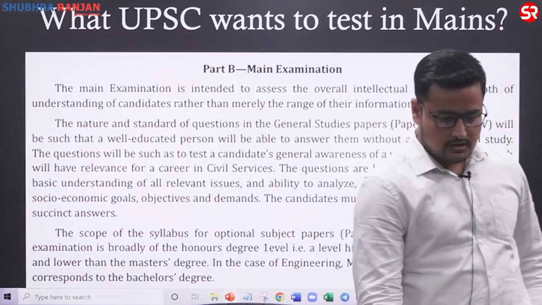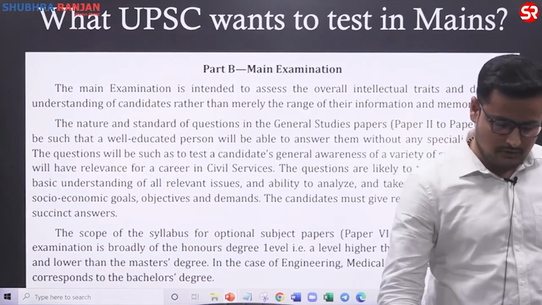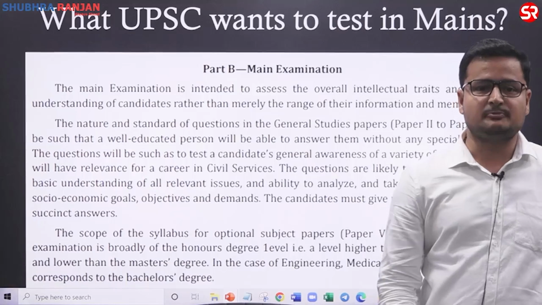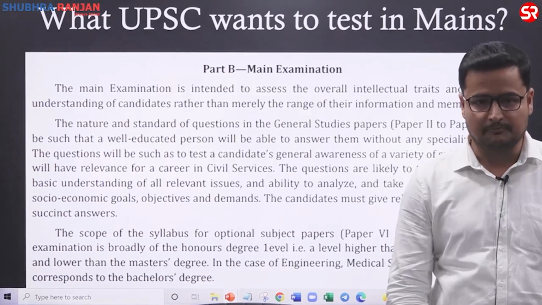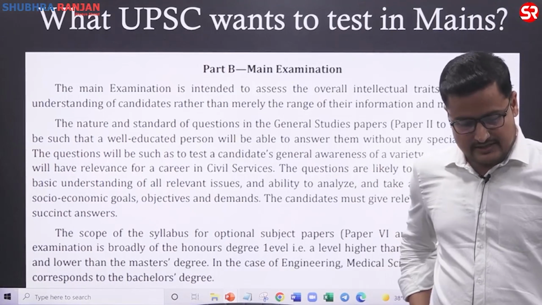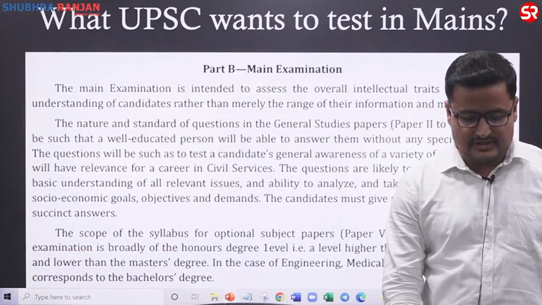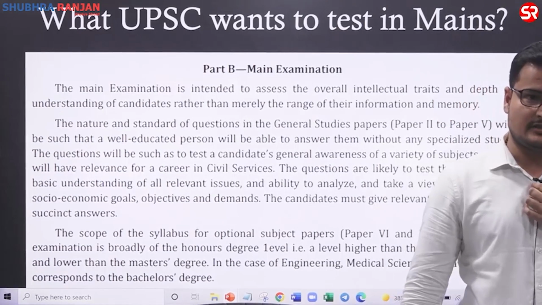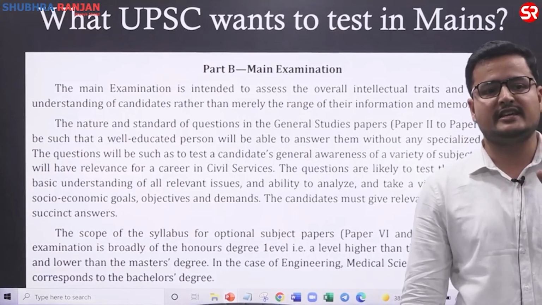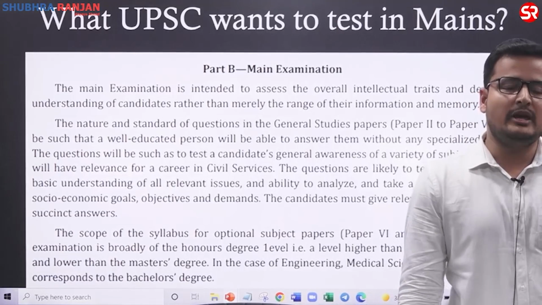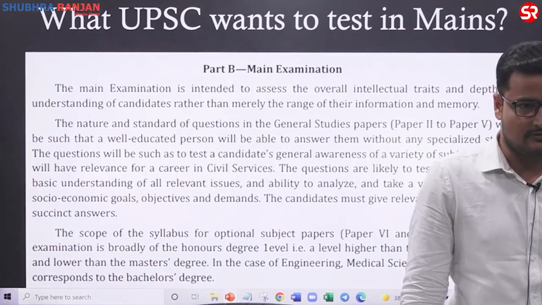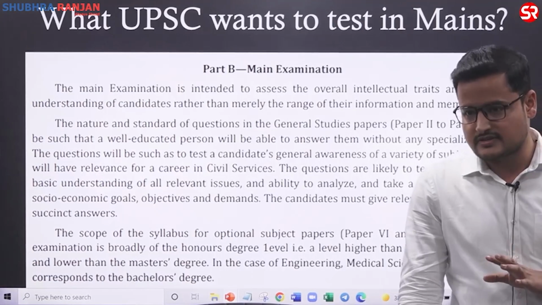So this is the snippet of UPSC notification that shows what UPSC expects in the mains exam. If you look at the last para, it says that the scope of the syllabus of optional subject is actually the kind of answer and the kind of knowledge that UPSC expects in optional should be higher than the graduation level but lower than the post-graduation level. So this is what the notification says.